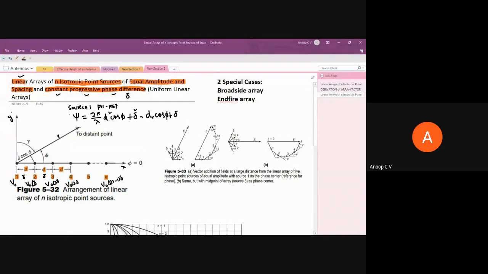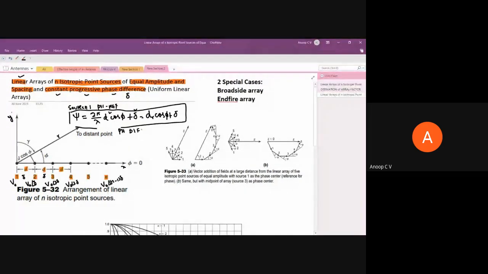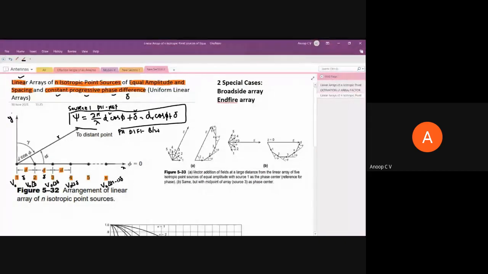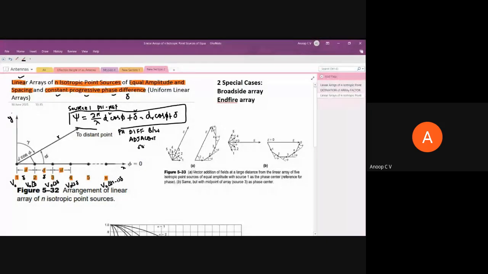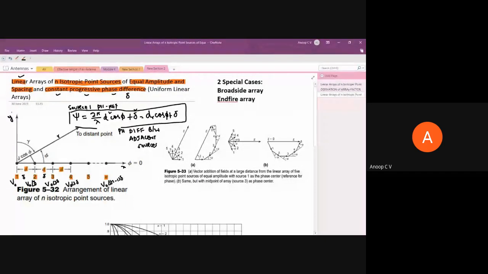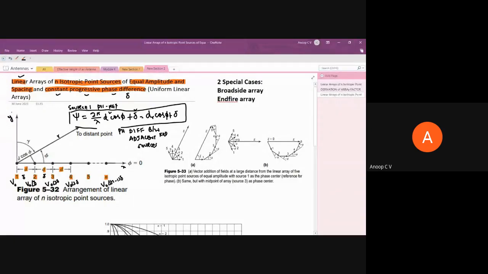So this is nothing but the phase difference between adjacent sources, right? The phase difference in the adjacent sources' radiation, not the excitation difference. Delta is the phase difference between excitations, and psi is the total phase difference between the radiations at some distant point r in direction phi, right? So this is the case.